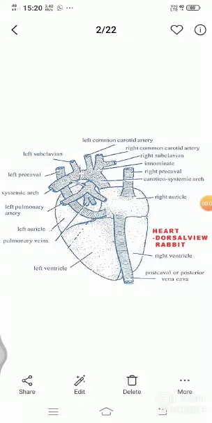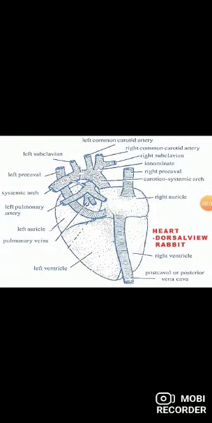Children, this is 10th standard biology. So in this class we learn about the circulatory system of rabbit. You know that the circulatory system is related to the heart. So the circulatory system is formed of blood vessels and heart.